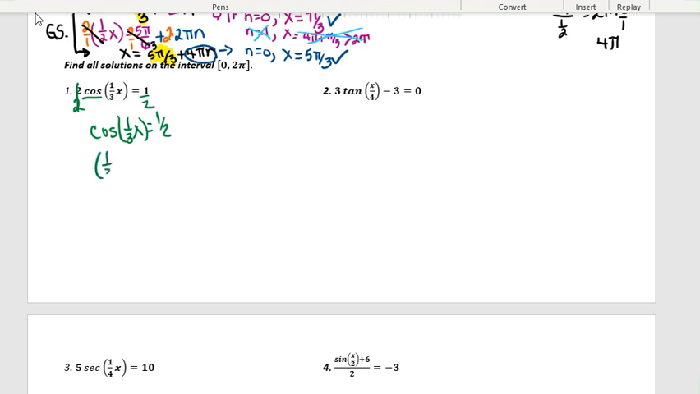So where is cosine 1/2? We need to look at a unit circle. And we have a half. Cosine's the first one, so that's up at pi over 3. And then where else is it positive 1/2? Down here at 5 pi over 3.